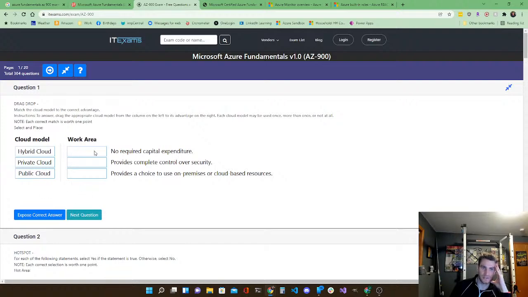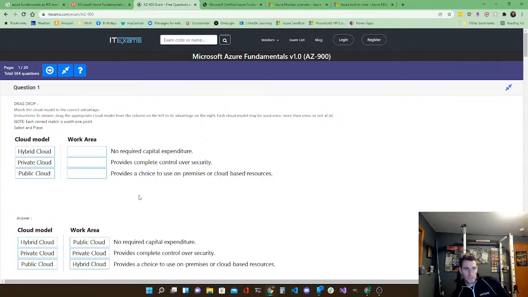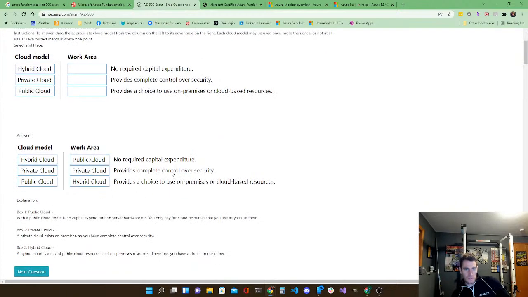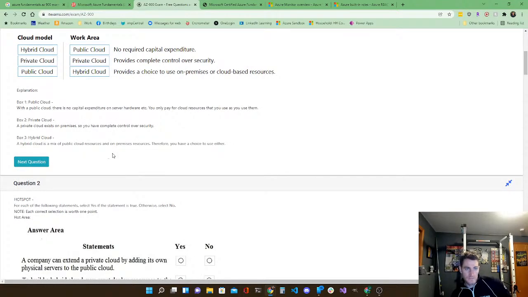I'm going to say public cloud for the first one. Provides complete control over security. That would be private. But, you know, now you're relying on your own resources for security, which may not actually be that good compared to Azure. But, you know, there's some debate there. Provides a choice to use on-premise or cloud-based, and so that would be hybrid. That's a pretty easy one. So, public, private, hybrid. Cool beans.